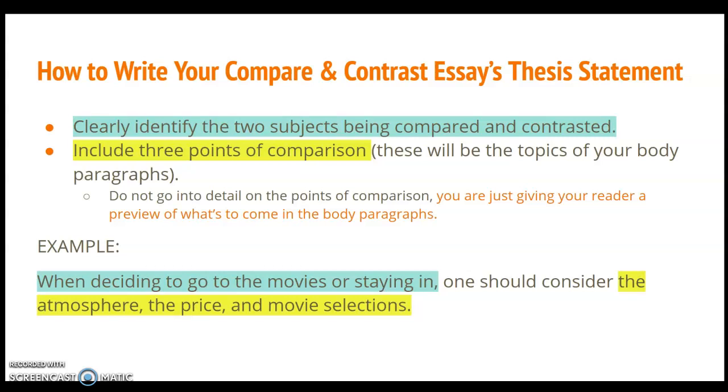Well, you need to do two things. The first thing you need to do is clearly identify the two subjects that you will be comparing and contrasting. Then you are going to list the 3 points of comparison. These will be the topics of your body paragraphs, okay? When you're doing this, you're not going to go into details about each point of comparison. You're just giving your reader a preview of what's to come in the body paragraphs.